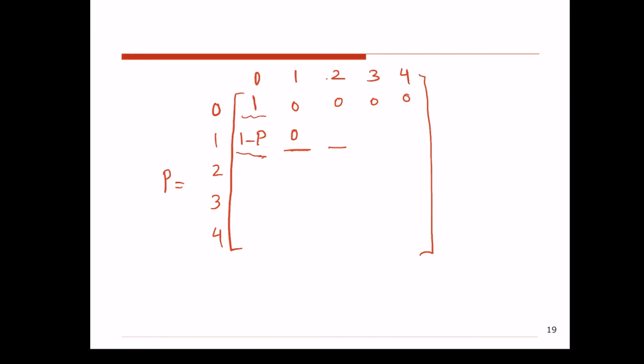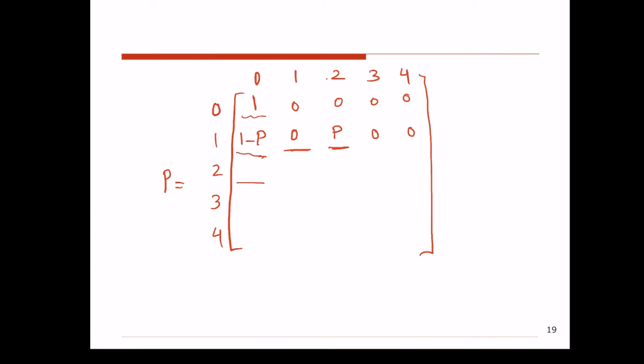How about this element? This means the probability that if we have $1 right now, in the next hand we have $2. That happens if we win, with probability P. And how about going to $3? It will never happen. How about going from $1 to $4? It will never happen.